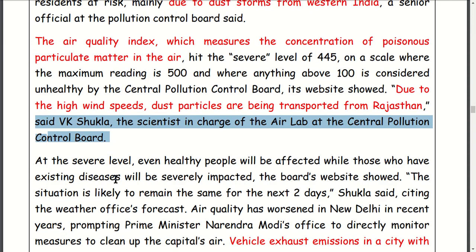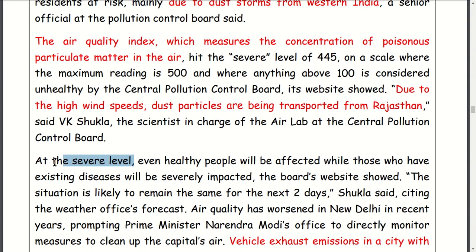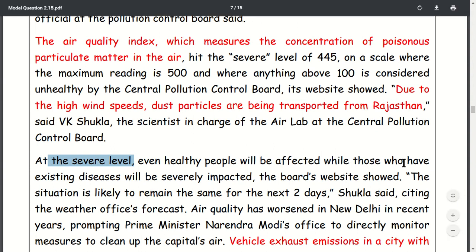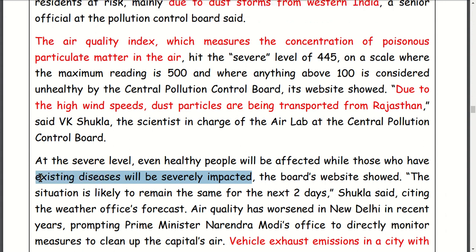So the passage is about, this is a news report about pollution in New Delhi. The pollution condition is very severe, because of the dust particles and because of the wind from Rajasthan carrying lots and lots of dust particles, and it's very unhealthy. It is a very bad situation there. At the severe level, not only unhealthy but healthy people will be affected, while people who are suffering from different kinds of disease are severely impacted.